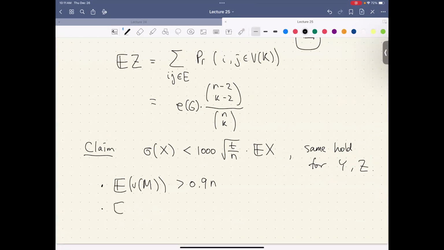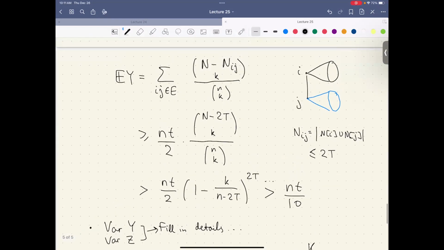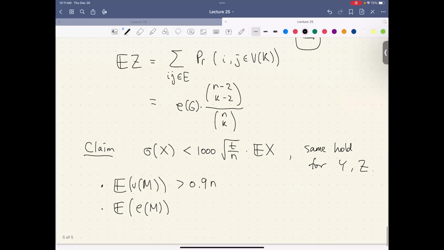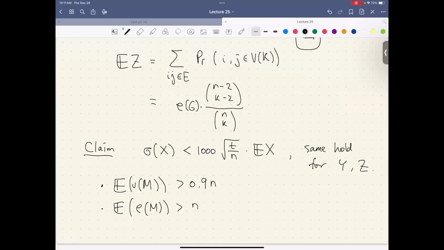Y is the number of edges in M, which is at least, what was it? The expectation of Y is at least some linear function in the number of edges, nt over 10. Also a lower bound, yes. nt over 10. Okay. Now, good.